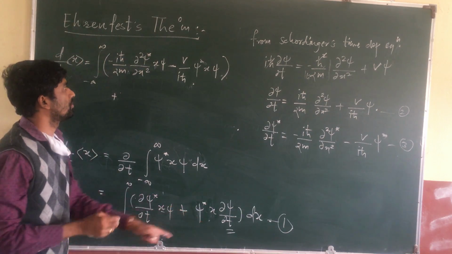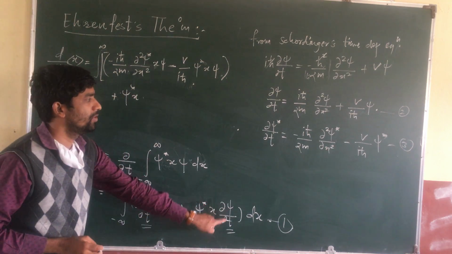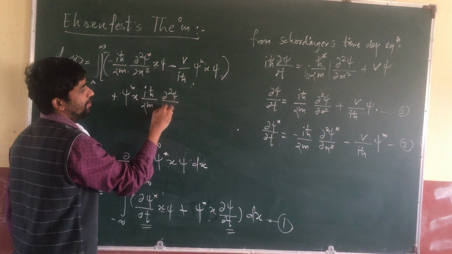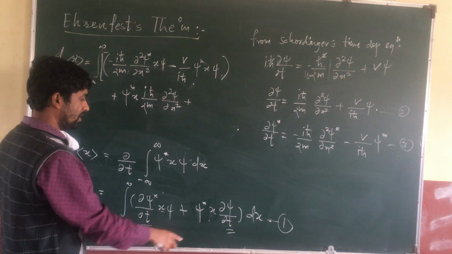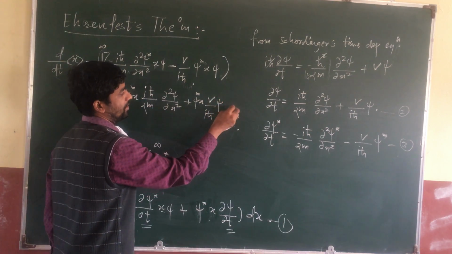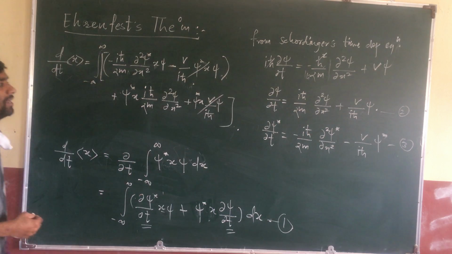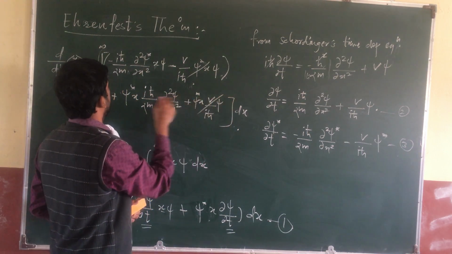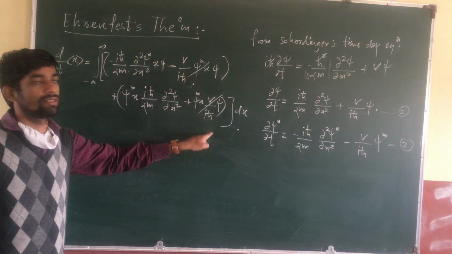Plus, now I have to substitute this. Plus ψ* into x into, what is the value of dψ/dt in this equation? This will be iħ divided by 2m d²ψ/dx² plus that quantity, plus here first take this quantity ψ* x into V divided by iħ into ψ. So these two quantities are the same, so they will get cancelled, and what remains is this into dx, because I have to take the integration of this. So now we have substituted these values. These two quantities are the same, so they will get cancelled.